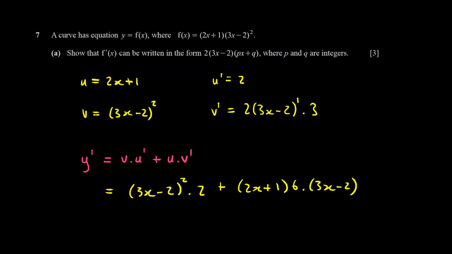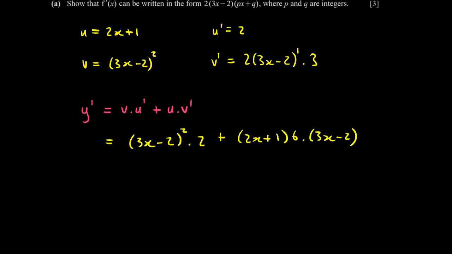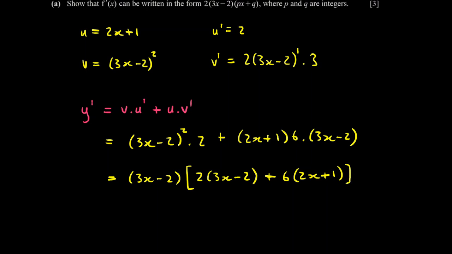And hopefully what you can see is we've got a common factor of 3x minus 2, right? This guy here and this guy here. So let's factorize that out. So we've got (3x minus 2), big bracket. I'll be left with 2 bracket (3x minus 2) plus 6 bracket (2x plus 1). So what I'm going to do is I'm just going to expand and collect terms. So (3x minus 2), right? 6x minus 4 plus 12x plus 6.